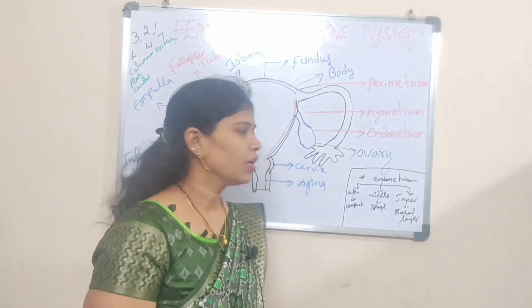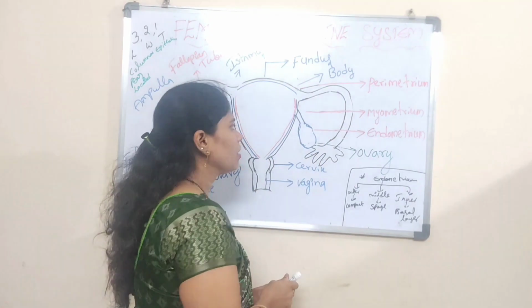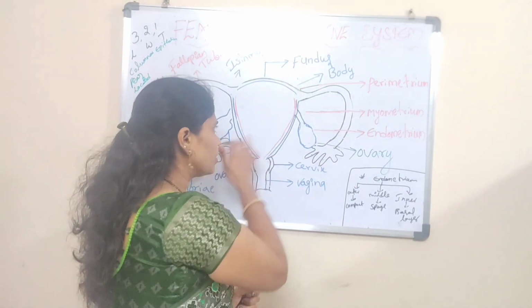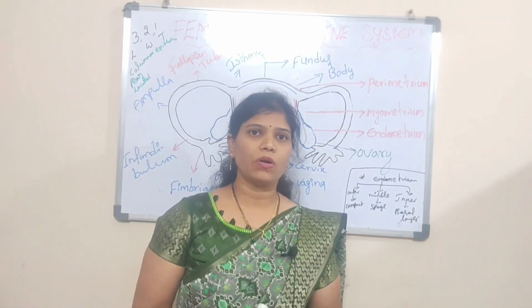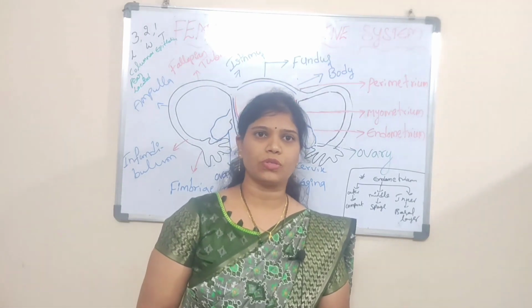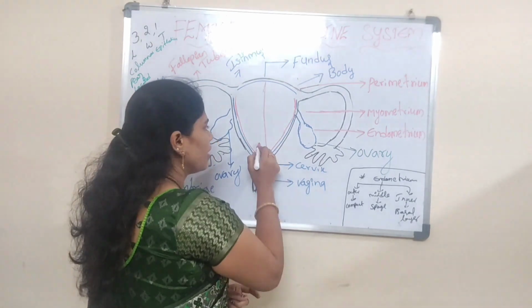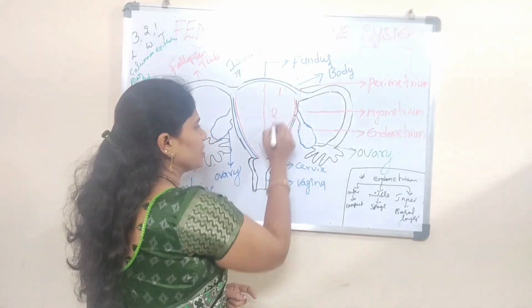Reproductive organs. The main parts are the uterus, fallopian tubes, ovaries, cervix and the vagina. First we will discuss the uterus. This is the structure of the uterus. The uterus is a pear-shaped organ and it is made up of columnar epithelial tissues. The uterus is 3 inches in length, 2 inches in width and 1 inch in thickness.